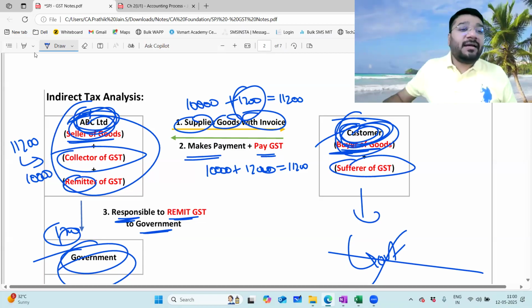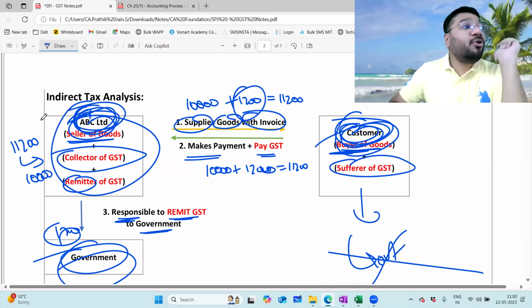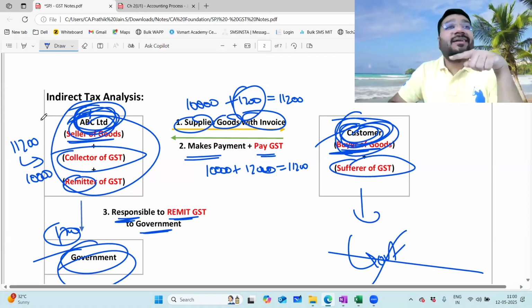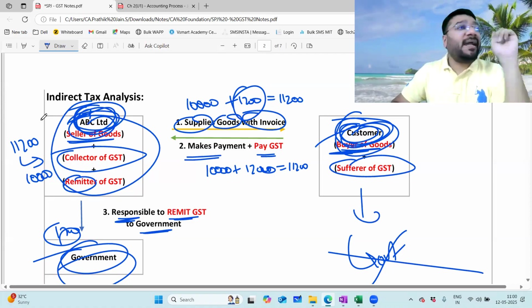So here, the remitter of tax is who? The middleman. Who's the payer of tax? Customer, end customer. Always end customer. End customer is a sufferer of tax. Remember this point. This can come as an MCQ.